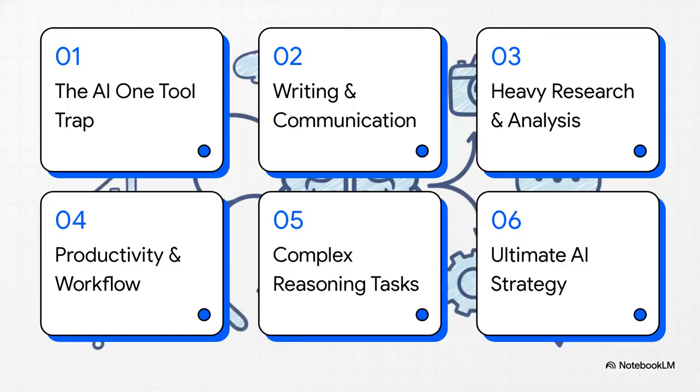Okay, so here is our roadmap to systematically conquer your workday. First up, the AI one-tool trap. Second, writing and communication needs. Third, heavy research and analysis. Fourth, daily productivity and workflow. Fifth, tackling complex reasoning tasks. And finally, number 6, the ultimate AI strategy.